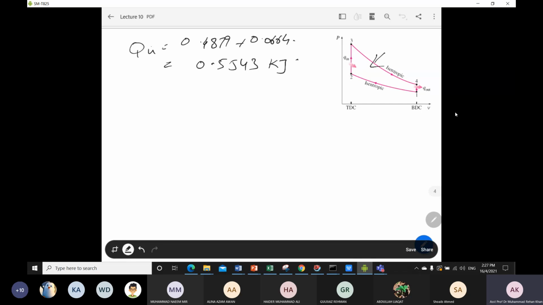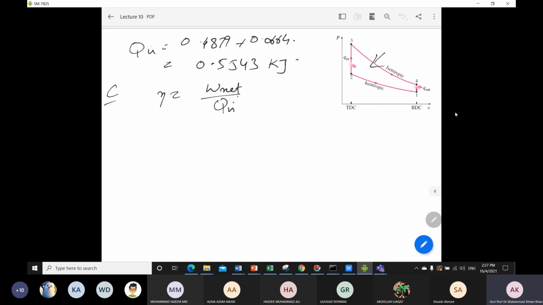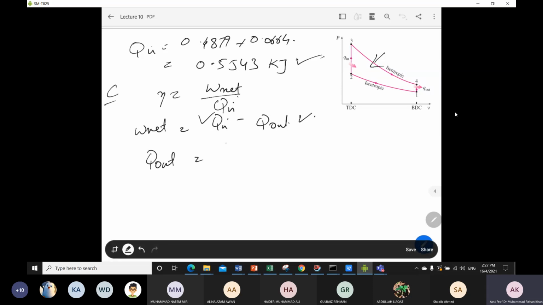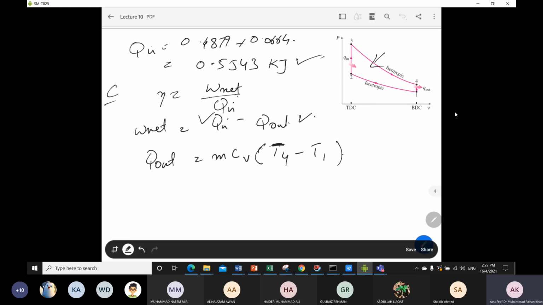Now coming towards part number C, which is to find out the efficiency. We already know your efficiency is equal to W net over Q in. In order to find the W net, W net is equal to Q in minus Q out. Q in we already know about it, so this is the value of Q in. Q out we can easily find using the relation Q out equals m Cv (T4 minus T1), because it is a constant volume heat rejection process, with temperature at 4 and temperature at 1. This relation comes from slide number 1 of chapter number 9, where you can easily find it.